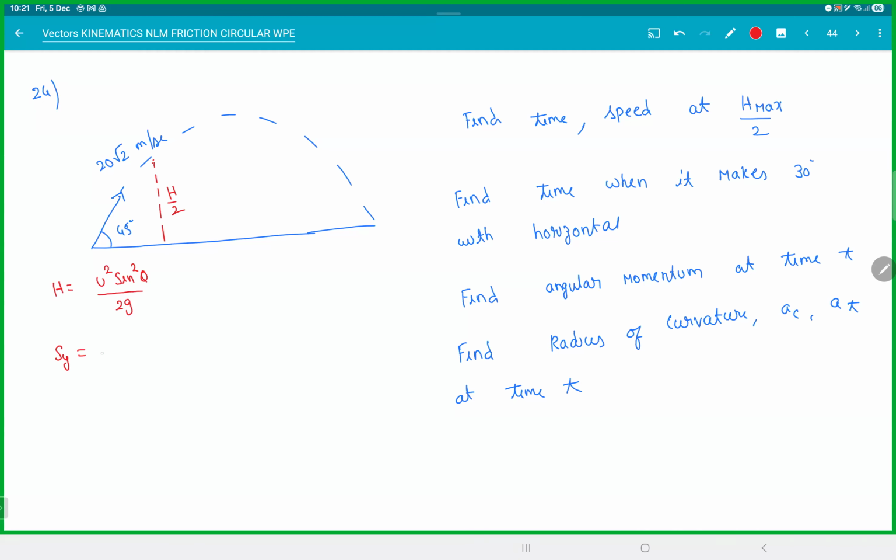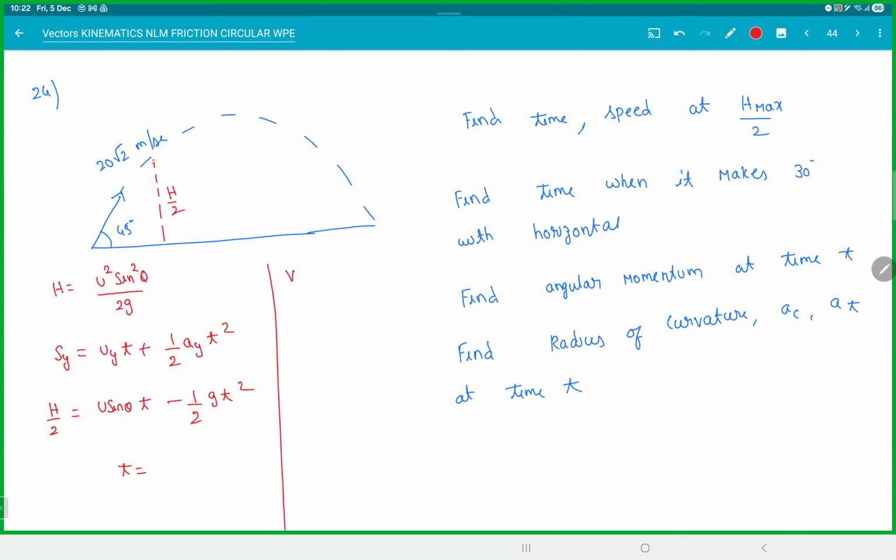Now, since you're only talking about the vertical coordinate, use the vertical equation. Sy is equal to uy t plus half ay t square. This will be h by 2, which will be u sine theta t minus half g t squared. So it's not tough, but this is how you do it. You get a quadratic, you have to put some time there, and you'll get the answer.